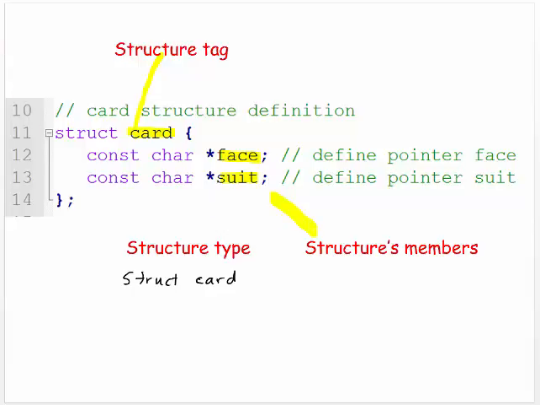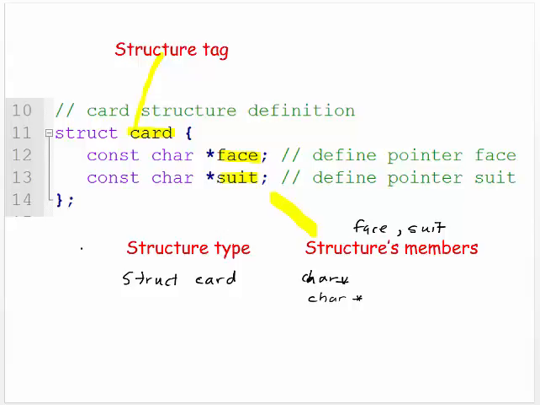And this is the type of the members. The structure's members are of type pointer to a character. And the members are face and suit. Some people say suit, some people say suite. The structure type is struct card. The structure tag is card. So here's how we define our card structure.